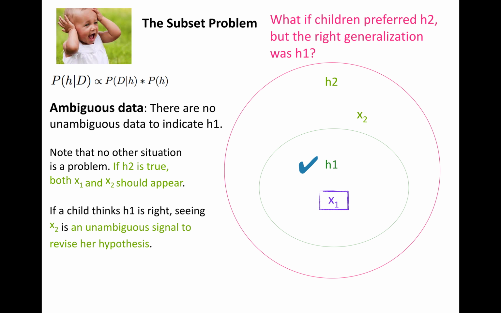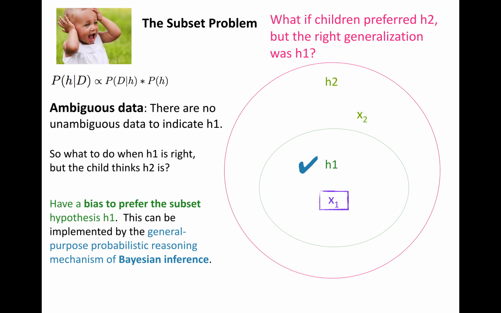And note that no other situation is actually a problem, right? If H2 is actually true, if that's what the language does, you'll see both of these. And so if you, for example, mistakenly thought H1 is right, then seeing x2 is an unambiguous signal to revise your hypothesis. You have to expand up to include that superset data point. You're like, oh, I thought it was H1, but now I see x2 over here, so I need to expand up to include that counterexample to H1, and therefore make my generalization H2.